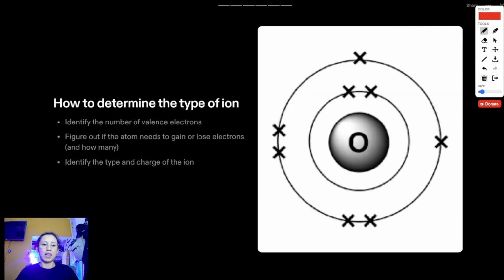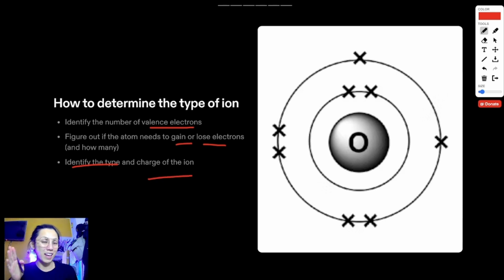To summarize, how do we figure out the type of ion? There are 3 main steps. Figure out the number of valence electrons in the atom, so count the number of electrons in the outer shell. Then think, does it need to gain or lose electrons? And if so, how many? Once you've done that, you can define the type of ion you've got: either a positive ion or a negative ion. And then do the charge.